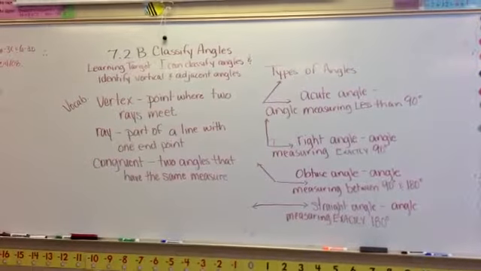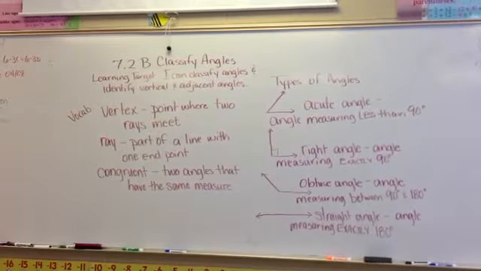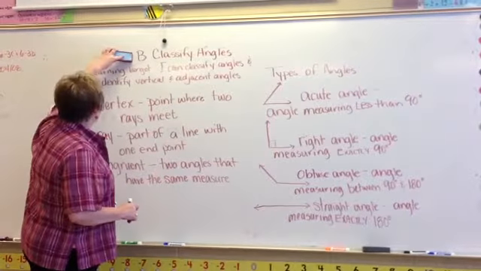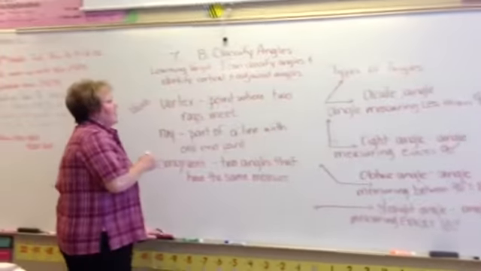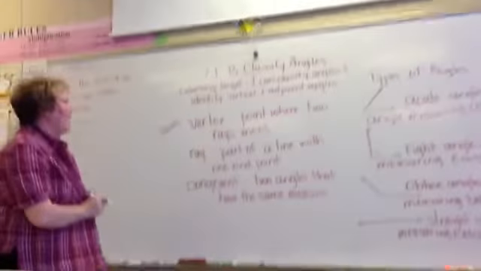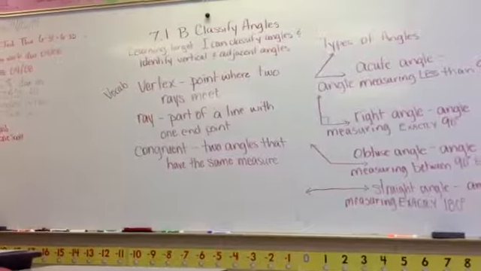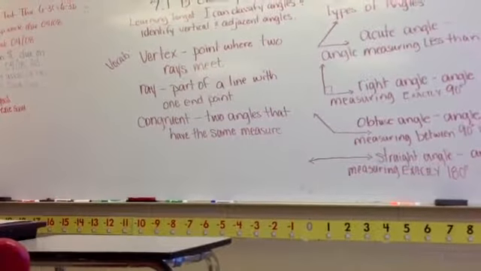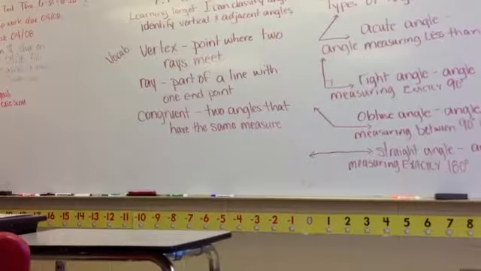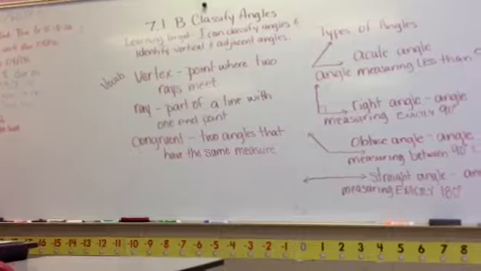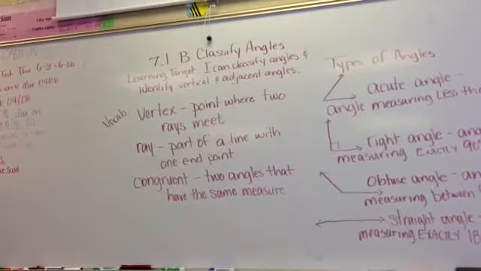This is your video lesson for section 7.1b, not 7.2b. And this lesson is called Classifying Angles. Your learning target: I can classify angles and identify vertical and adjacent angles. Now for this lesson there's going to be tons of vocabulary terms, so please be sure that you write these vocabulary terms down. You will have a vocabulary test in this section alone.